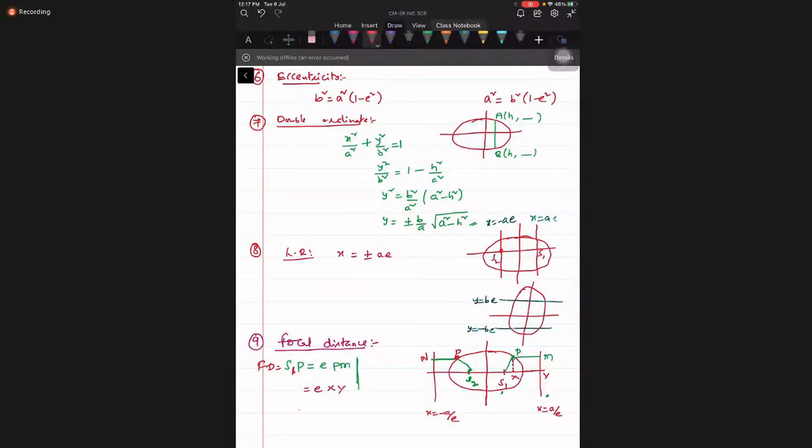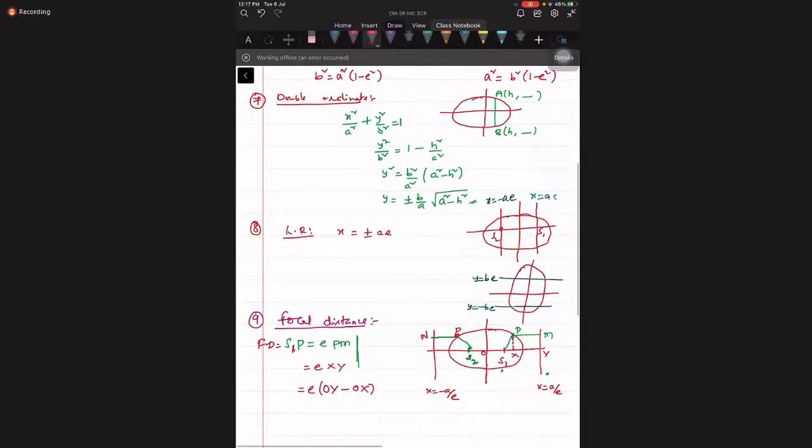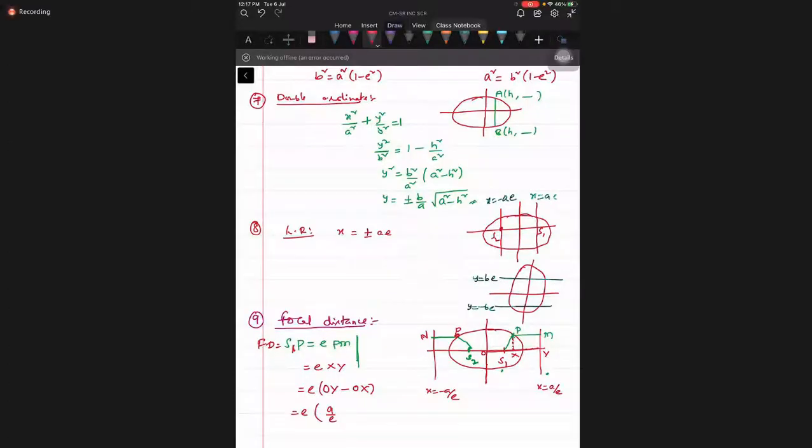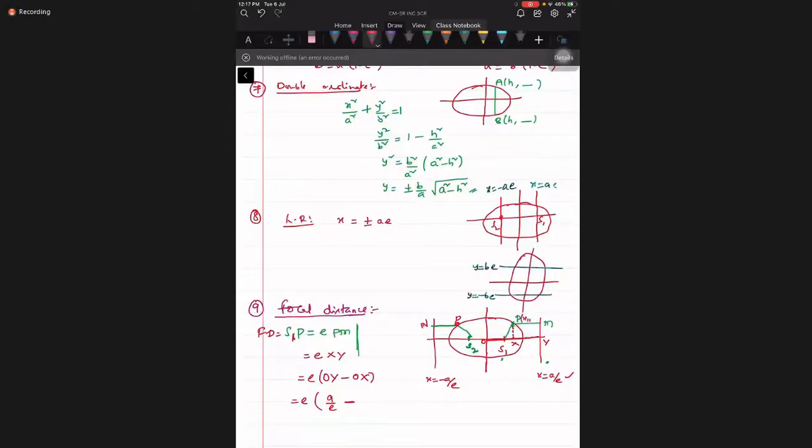How to find that XY? E into what is this OY? A by E, right? What is that OX? X1, Y1 only, no? Friends, please observe all of you. Do you understand what I have written about this, which is A minus EX1, correct?